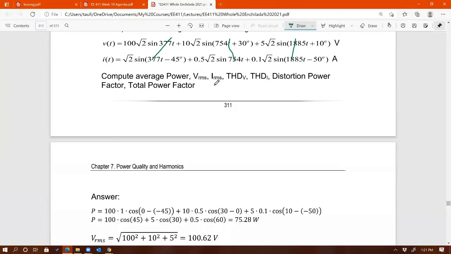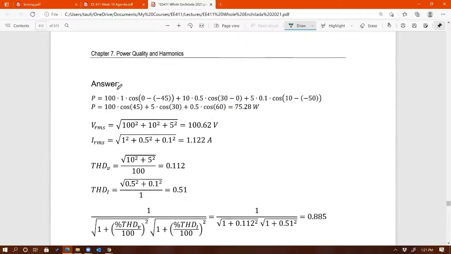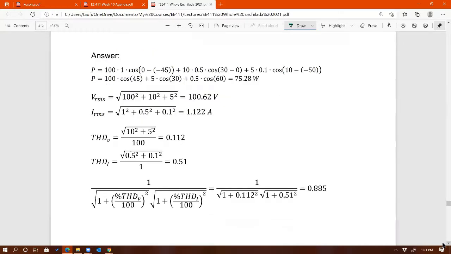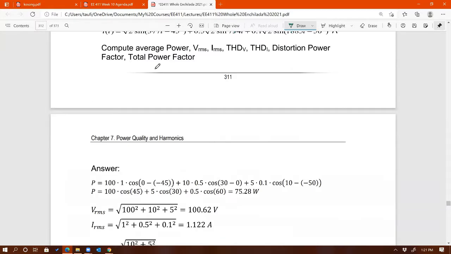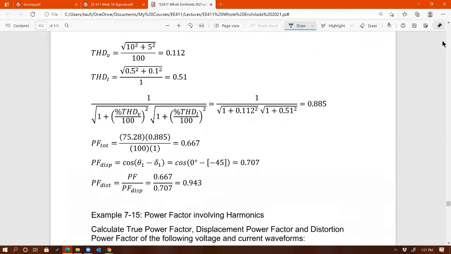And this is just going through the exercise of calculating average power, VRMS, IRMS, THD, THDV, THDI, distortion power factor, and total power factor. So I'll let you do this yourself. These are just plug-and-chug exercises, as you can see. Okay. Again, make sure that you take care of the square root of 2. Don't forget the square root of 2.